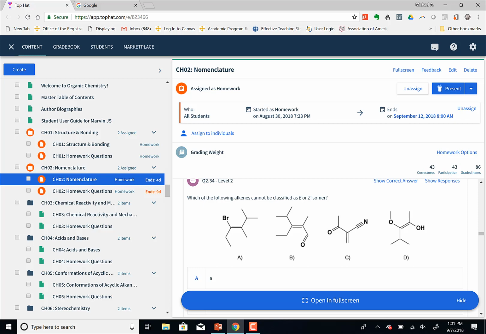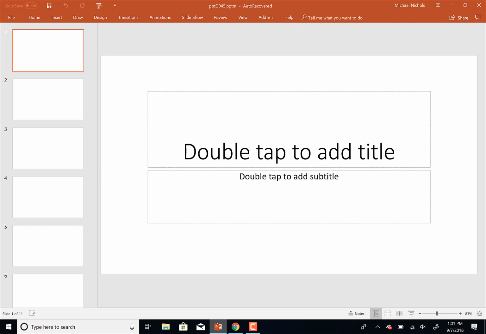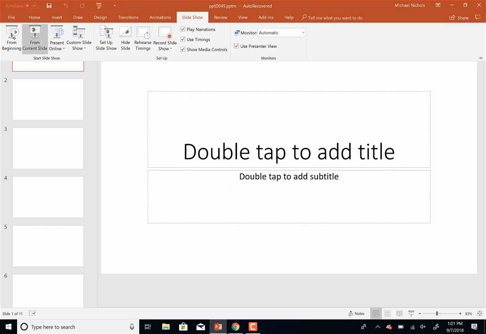So let's look at this problem right here, as we can review the rules for E and Z. Now, does everybody know when you can use cis and trans and when you can't use cis and trans? No? Okay, then we should probably start all the way at the beginning. So here's the issue.